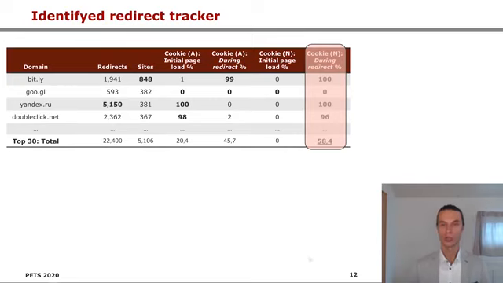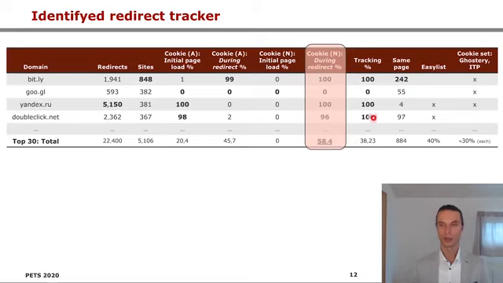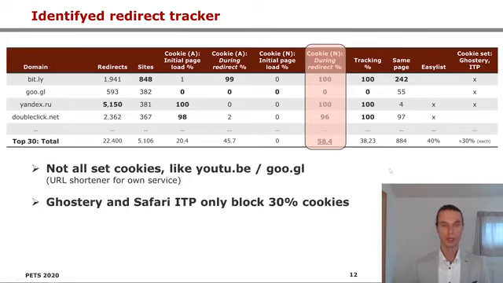We then applied our tracking classifier, showing that the result is nearly the same as the EasyList filter blocking third-party tracking elements. In addition, we see that there are also some trackers that do not save any cookies on the user's machine, like YouTube or Google, which are usually a shortener for their own service. We also looked into the Ghostery plugin and Safari Intelligent Tracking Prevention, claiming to block redirect tracking as well. In our studies, only 30% of the cookies could be blocked using both countermeasures.